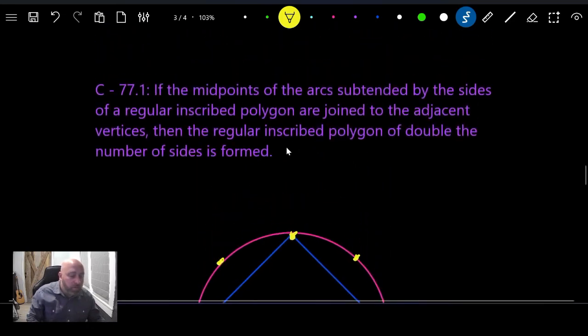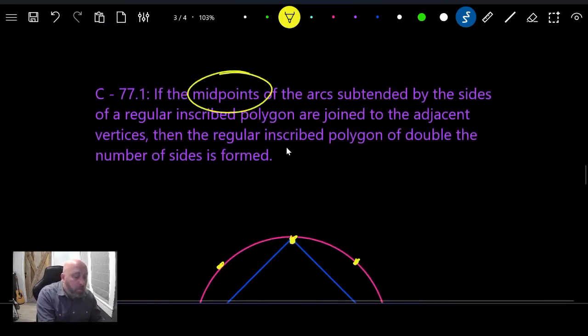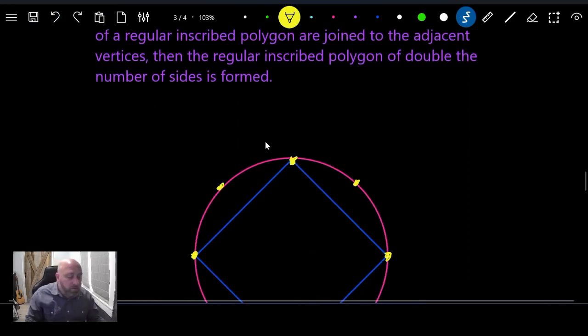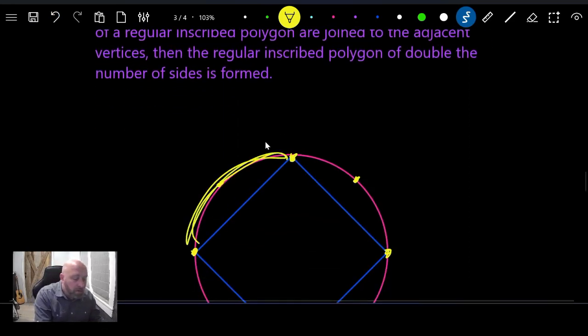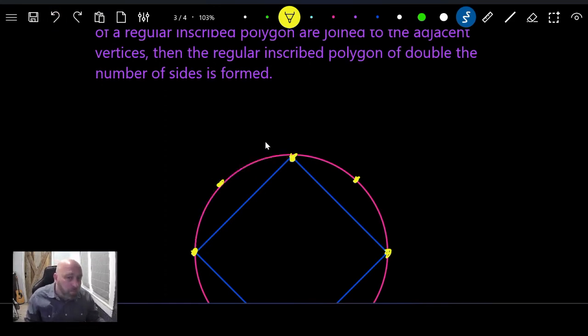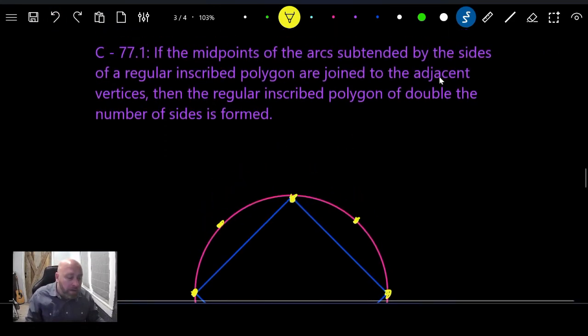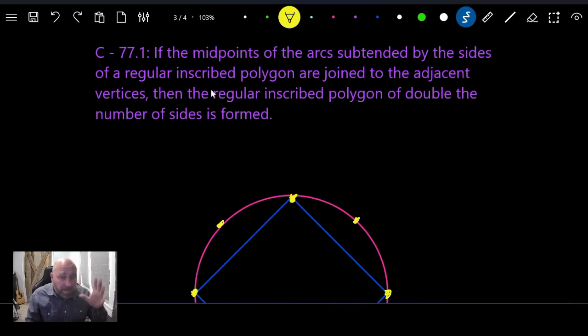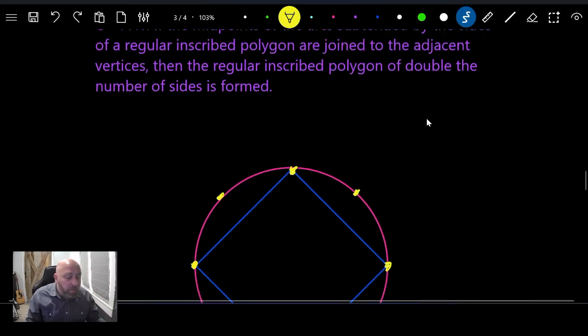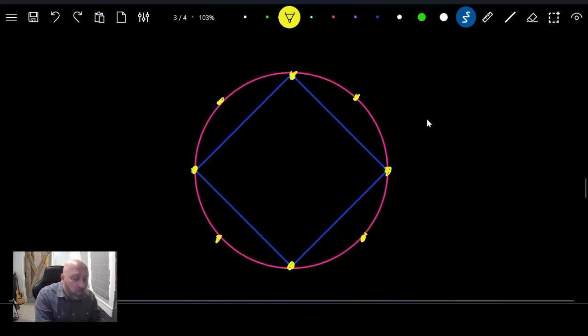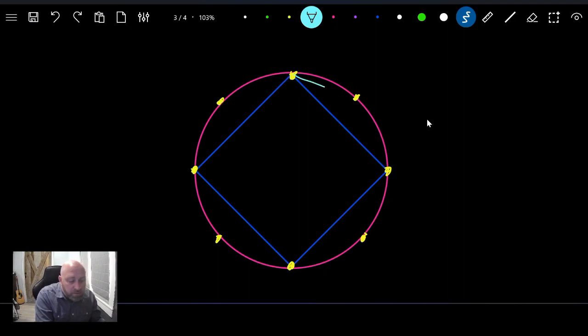Let's go back up and read what it says. If midpoint of the arcs, so here's the arc. What did I do? I put a midpoint right there, right? Okay. So if I put a midpoint on the arc, what happens? It's got to be regular, okay? So it does have to be a regular polygon. Then the regular inscribed polygon of double the sides is formed. And this one won't be as pretty as the original one because I'm just going to freehand draw these lines in here, okay? But look what happens.